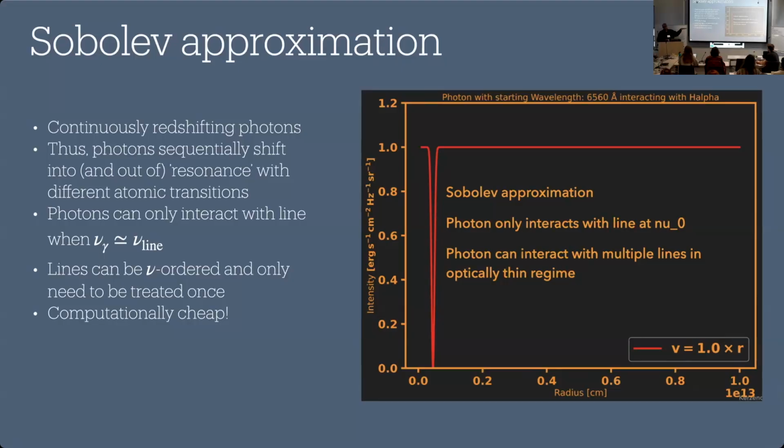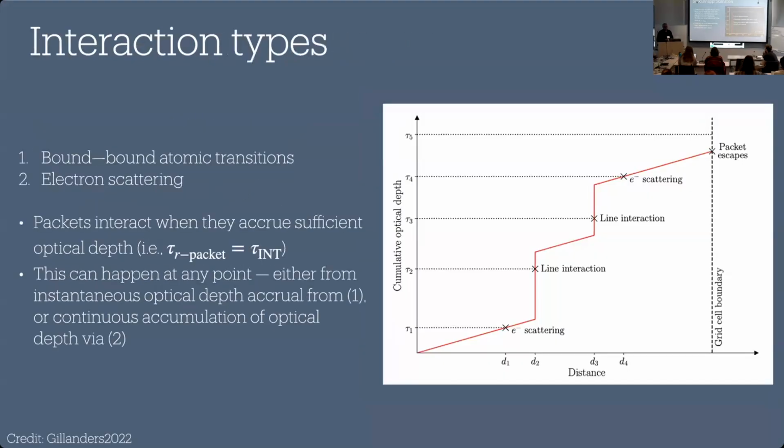And so typical codes will use something called the Sobolev approximation. You just imagine the interaction happens when the photon is right at the line frequency, and you ignore any line profile broadening, and someone has shown that that works pretty well. So you only look at one place in the ejecta where that photon has the right frequency for that layer to interact with the line. That can help you. But there are many lines, so the same photon could potentially interact with many lines on its way out.